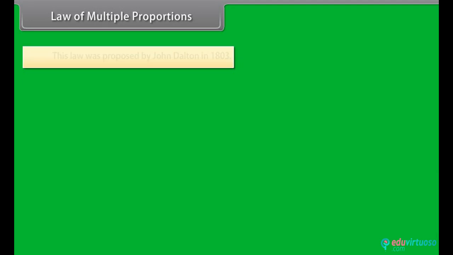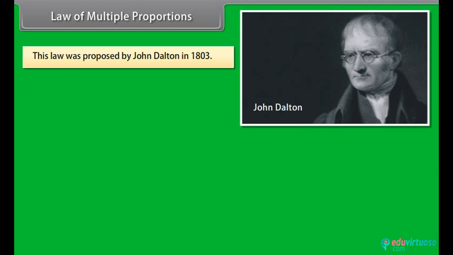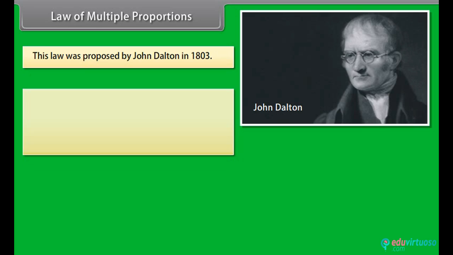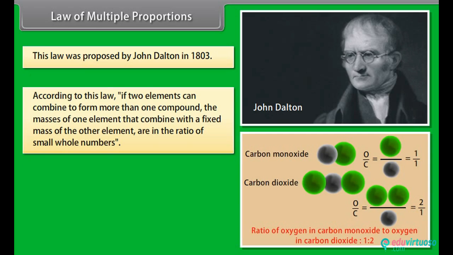Law of multiple proportions. This law was proposed by John Dalton in 1803. According to this law, if two elements can combine to form more than one compound, the masses of one element that combine with the fixed mass of the other element are in the ratio of small whole numbers.